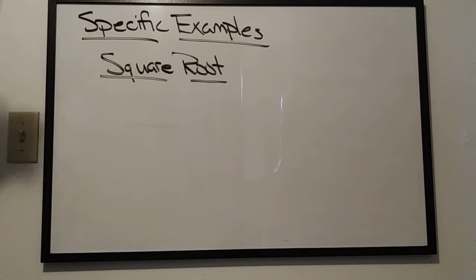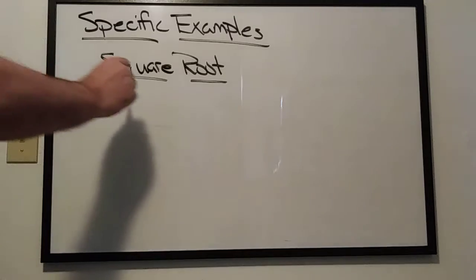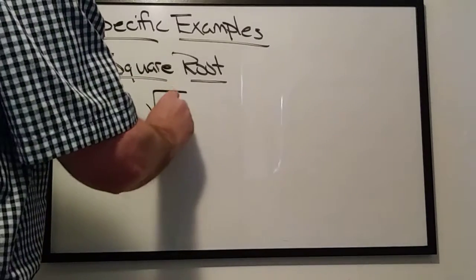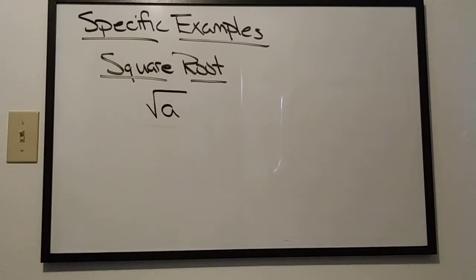So now that we have the idea of what a radical is in general, let's check out some specific examples. The first one we're going to talk about is the square root. Now, for the square root, it's going to look like this. That's the square root of a.